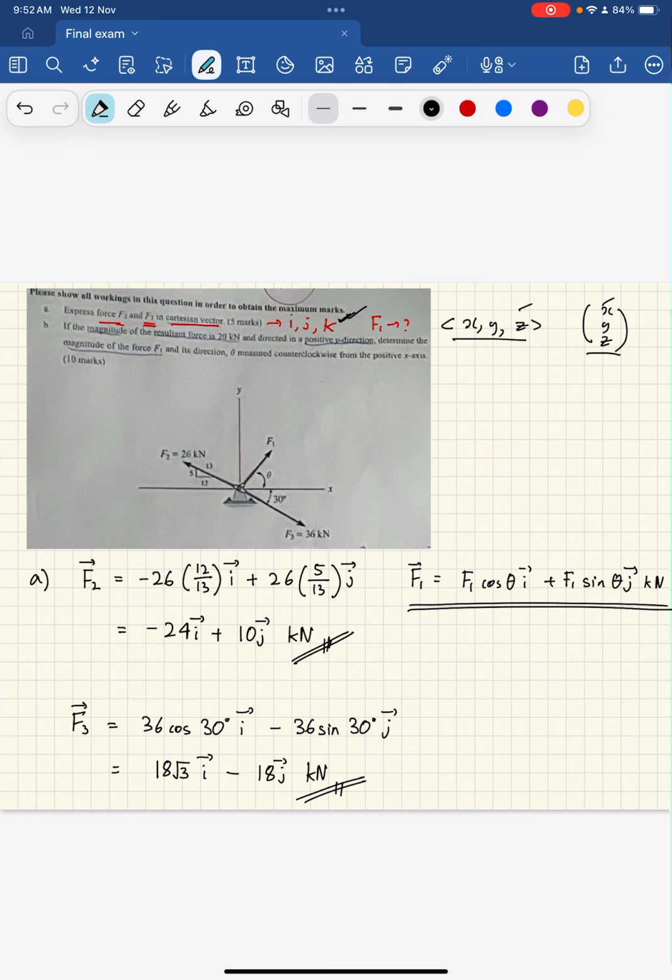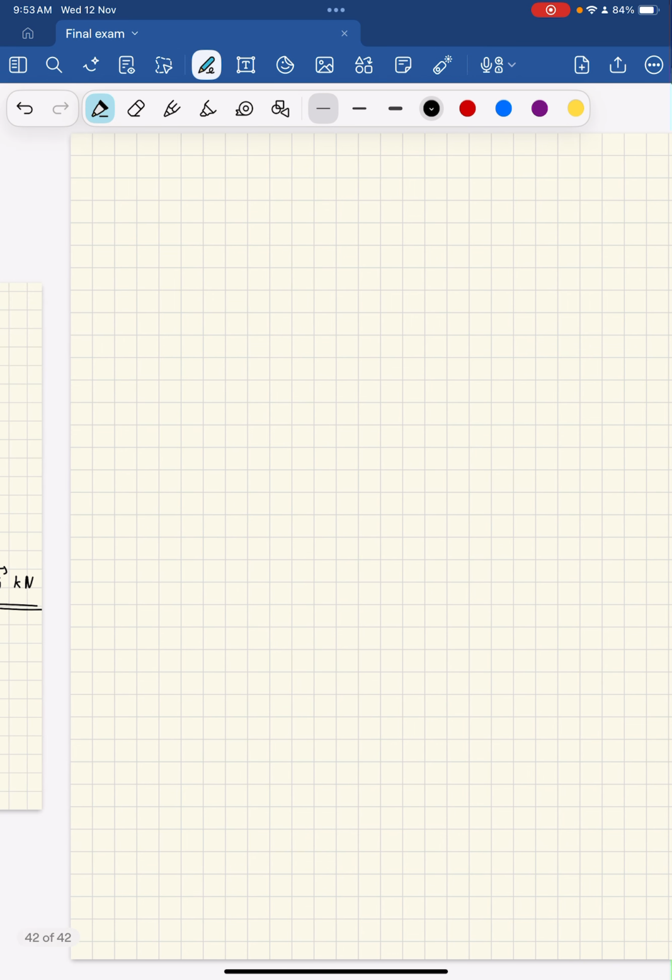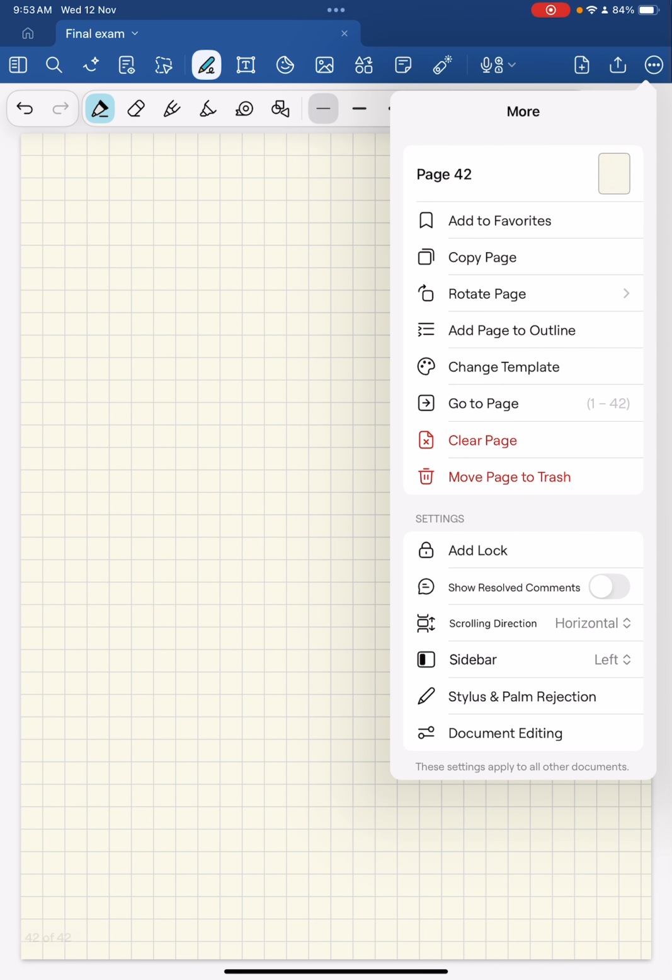Now we go to part B. Part B says if the magnitude of the resultant force is 20 kilonewton and directed in the positive y direction, what is the magnitude of the force F1? The direction theta is measured counterclockwise from the positive x-axis, meaning theta measured from here. 10 marks. It's actually pretty straightforward. Let me just rotate this page real quick.